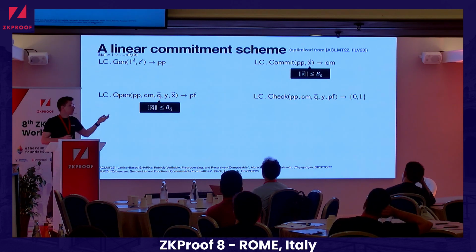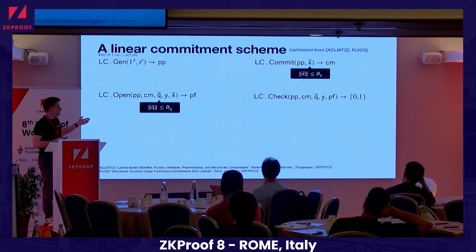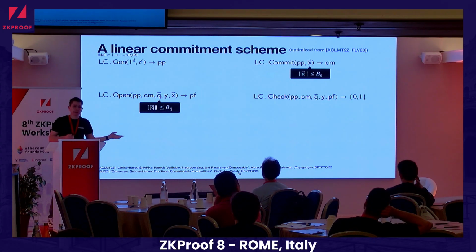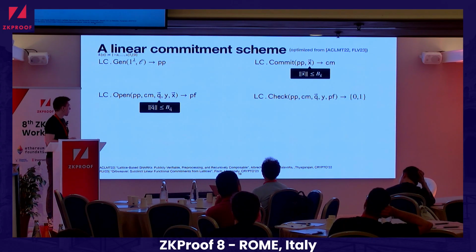a commitment. We'll have an opening algorithm that takes public parameters, commitments, a query. The query is also going to be short, a purported evaluation y and the vector, and it's going to give us a proof. So this is non-interactive, and a corresponding check algorithm that also takes public parameters, commitment, query, opening, a proof, and decides whether it accepts or rejects this.